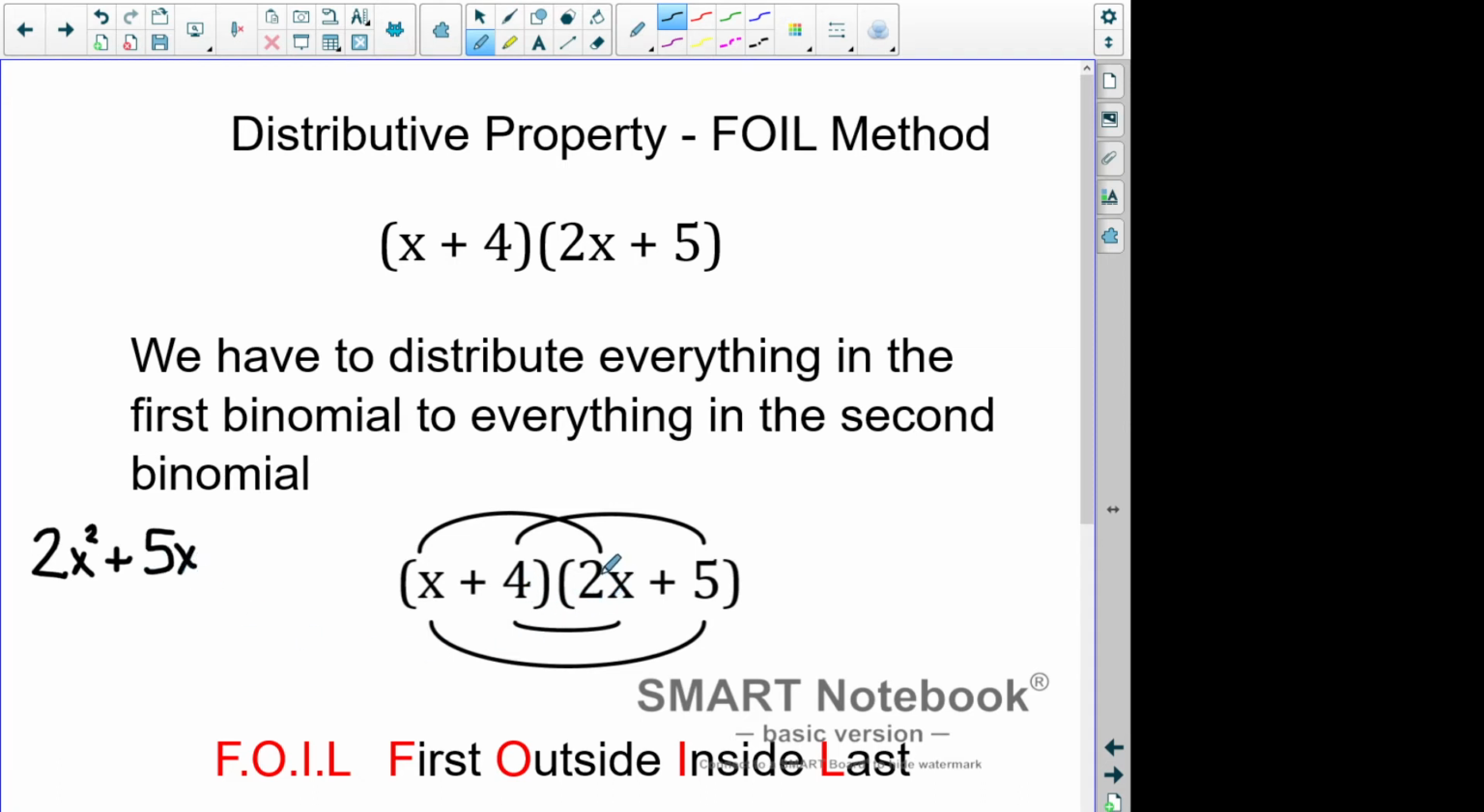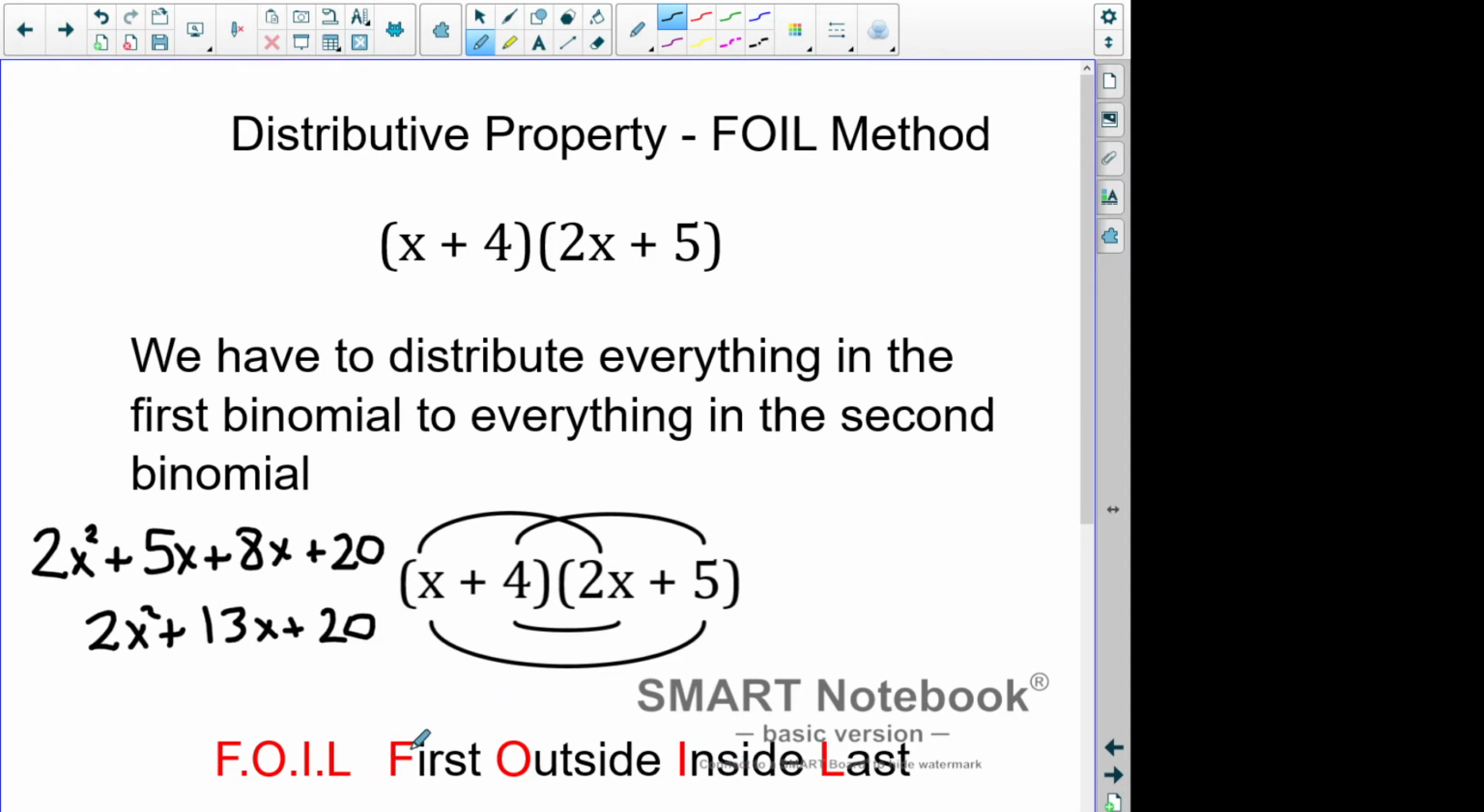Multiply the inner ones. Okay, so the left one on the first and the right one on the second, the inside ones here. This would be 8x. And then we multiply the last ones together. So we multiply 4 times 5, so the ones at the very end. That can be 20. And then when I combine my like terms, I get 2x squared plus 5x, plus 13x plus 20. Okay, so the first, outside, inside, last. That's what that FOIL stands for.